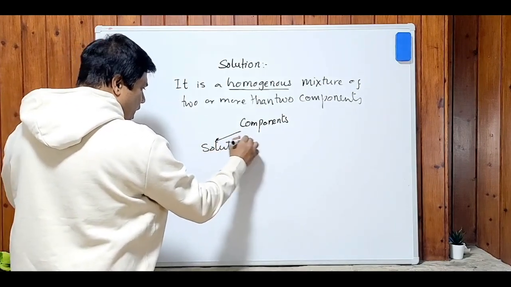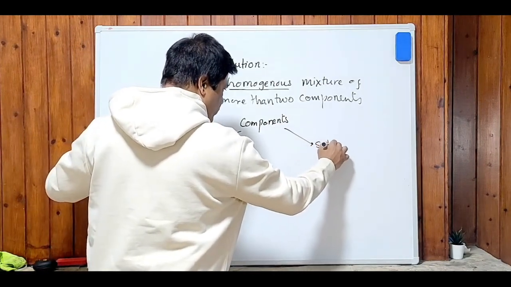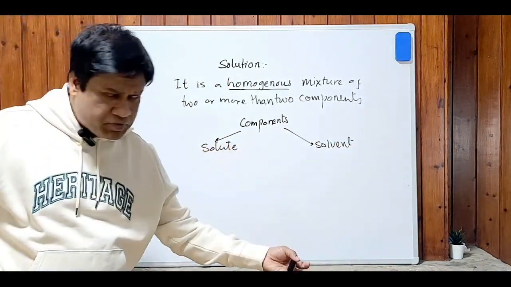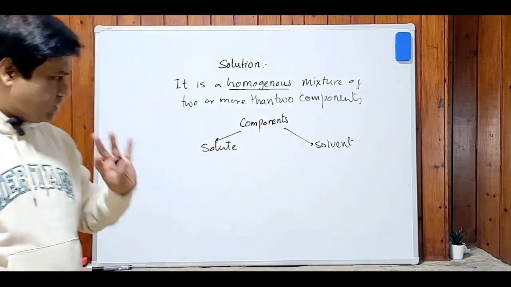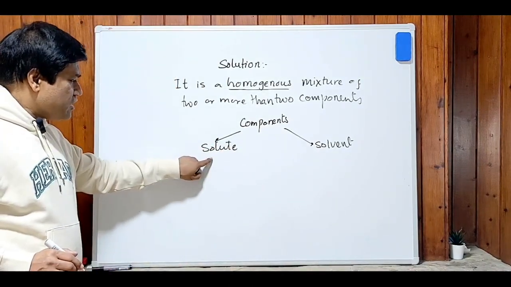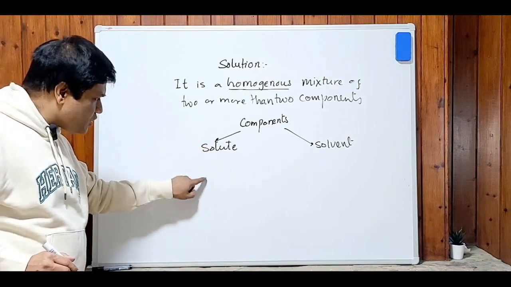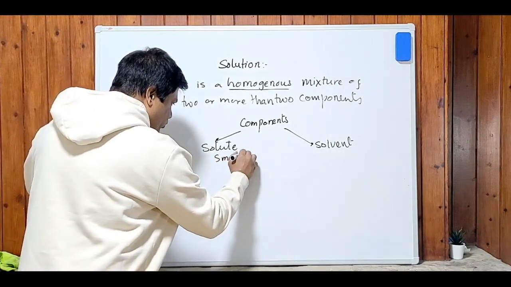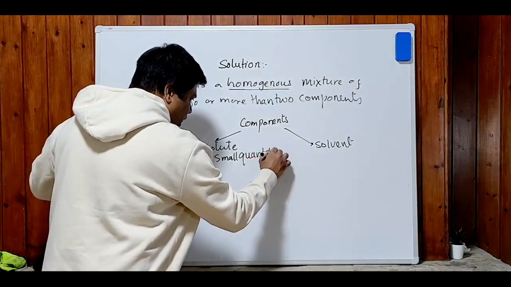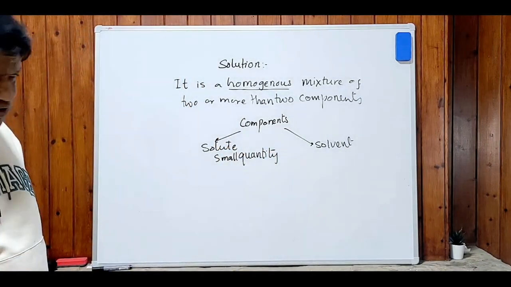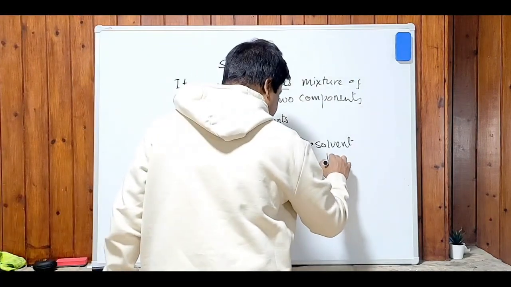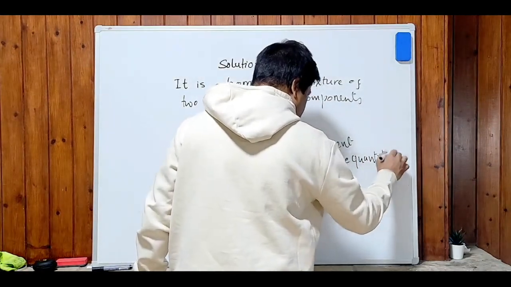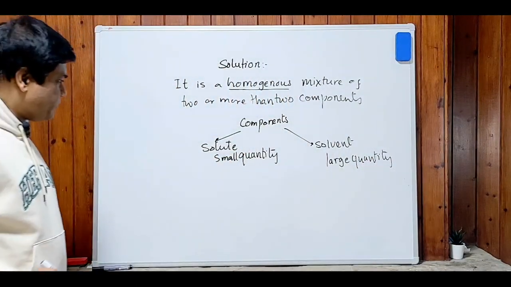Solute and solvent. Mostly we think that solute is a solid substance and solvent is a liquid substance. That's not the case. Solute is one which we use in a small quantity, always in a small quantity. And solvent is one which we use in a large quantity. Small quantity and large quantity.